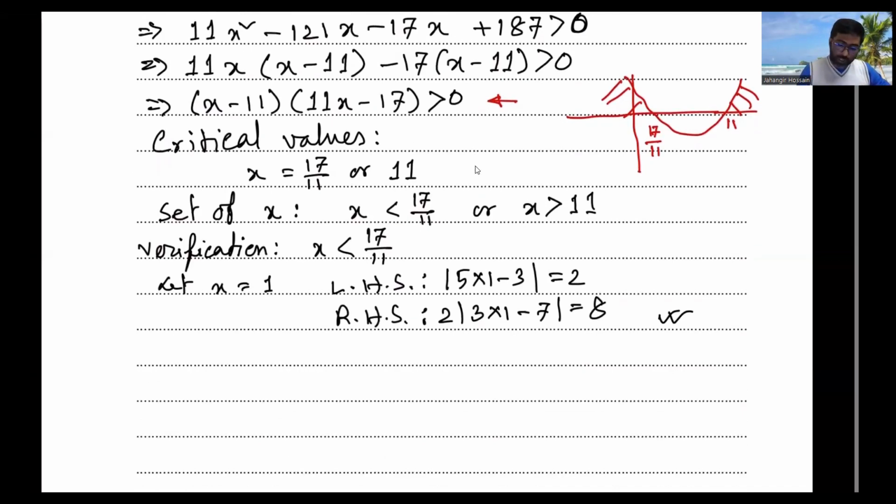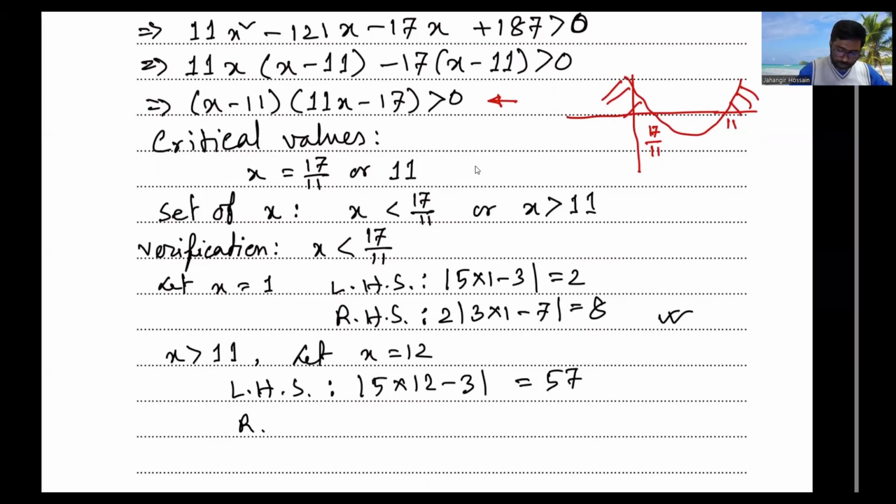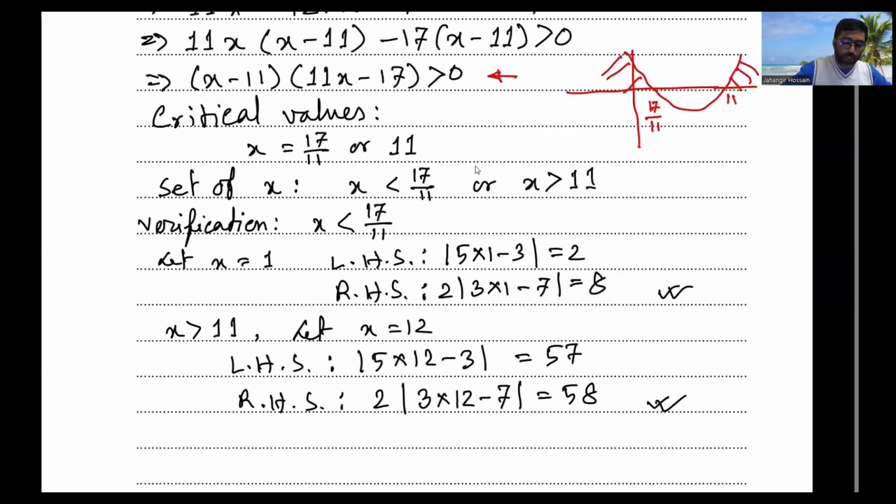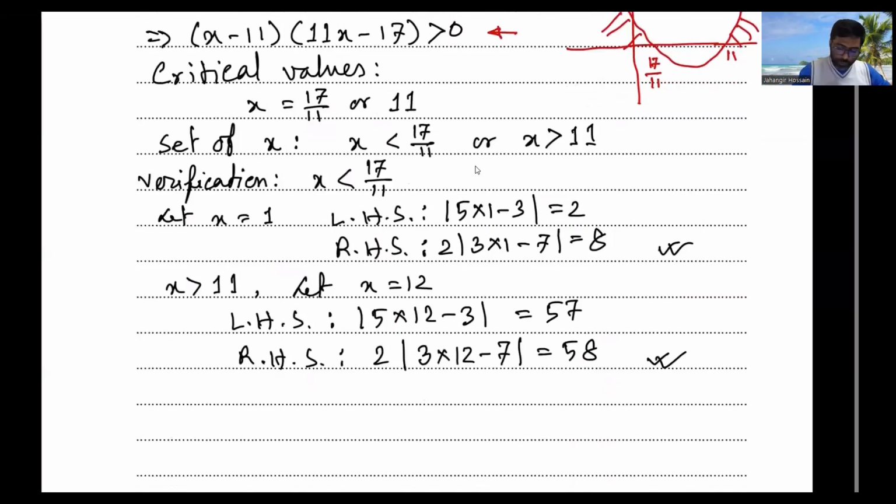Now, what about the second region? When x greater than 11, let's take a number. For example, let's say x equal to 12. What happens to the left-hand side? Left-hand side becomes 5 into 12 minus 3. That's 60 minus 3, 57. What happens to the right-hand side? Right-hand side becomes 2 times modulus 3 into 12 minus 7, 36 minus 7, 29 into 2, 58. Yes, this is also okay. Right-hand side is greater. So both regions satisfy this inequality.